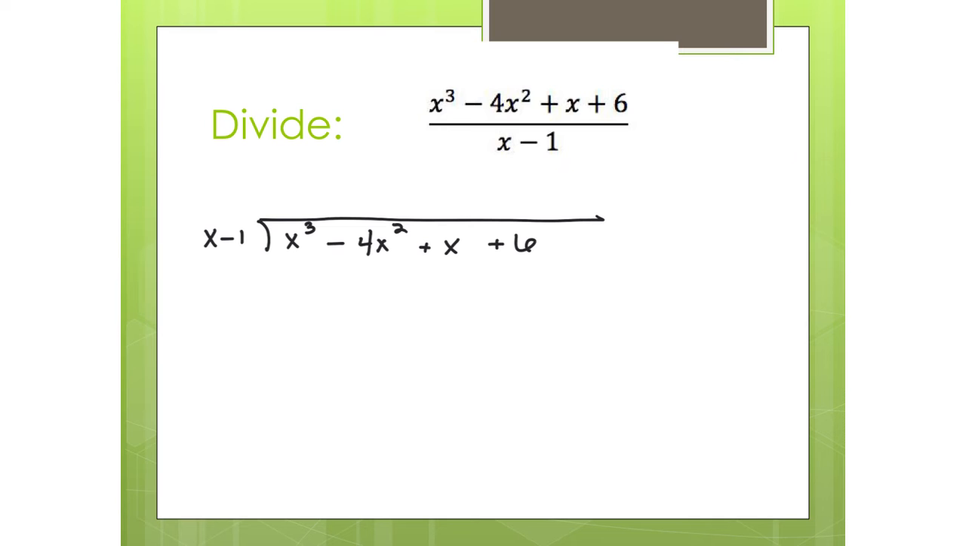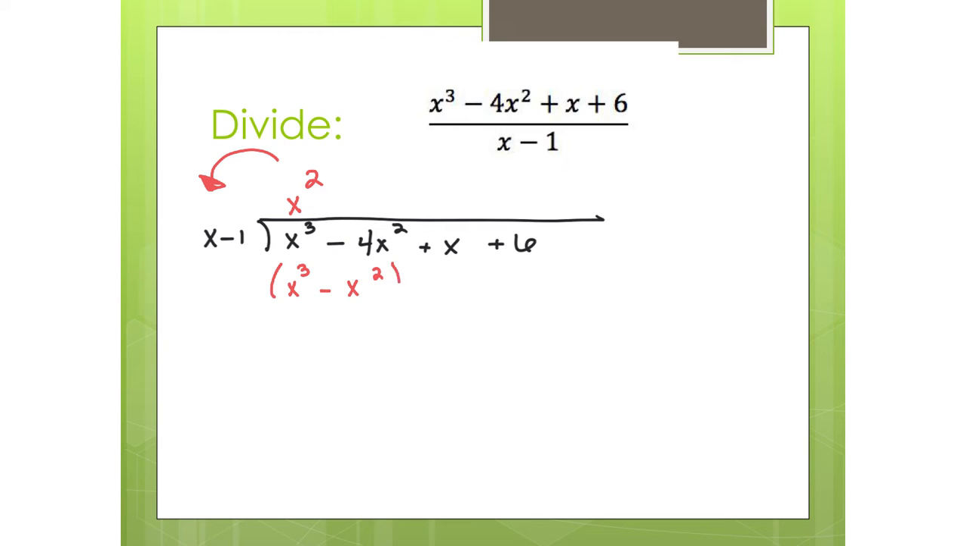Now, just like we practiced after the test looking at long division, we're going to start by just dividing the simple into the first. So we're going to look at how many times does x divide into x cubed, and the answer is x squared. Then we're going to multiply that by the divisor out front. That's x cubed minus x squared.